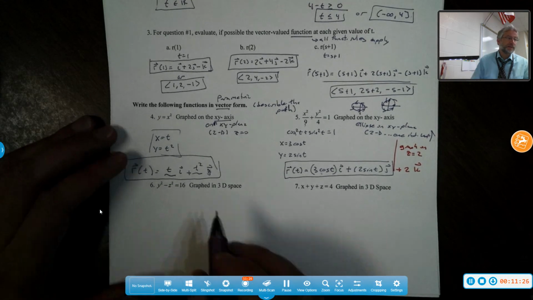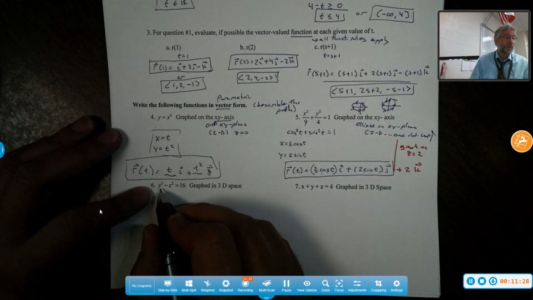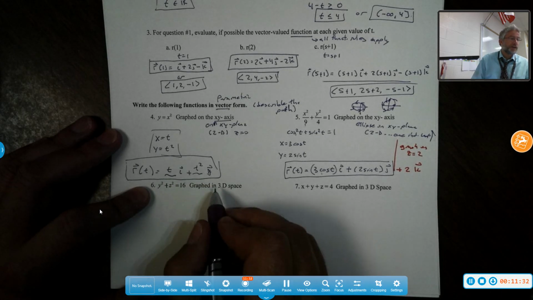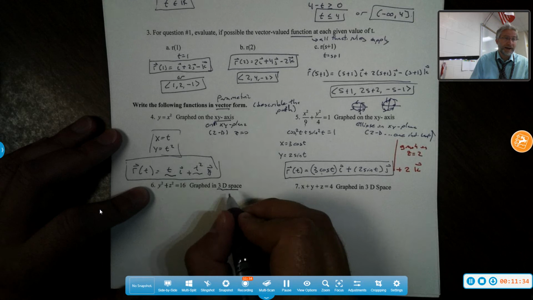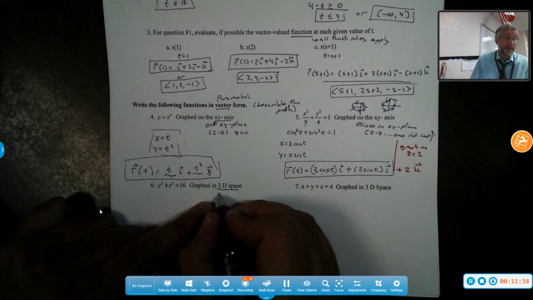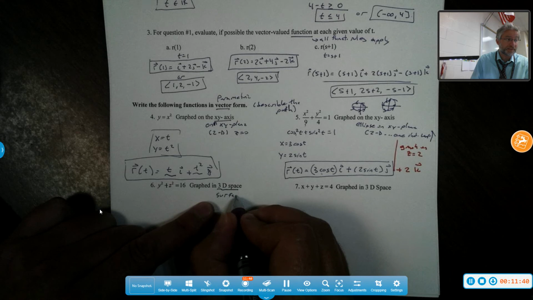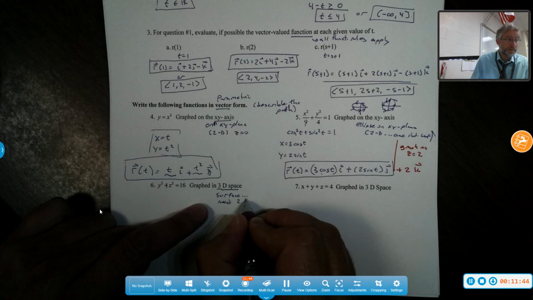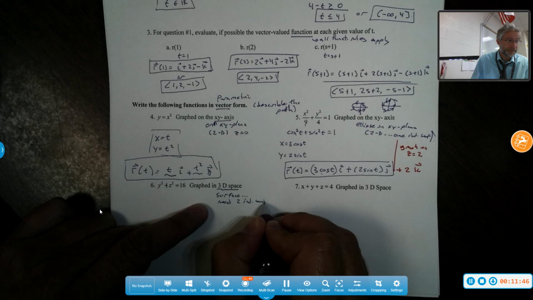All right, number 3, this is y squared plus z squared equals 16, graphed in 3D space. One of these days I'm going to fix that. Now, once we get into 3D space, they're telling us that this is a surface. Therefore, we need 2 independent variables.